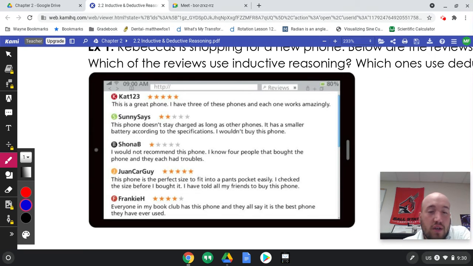Number 3 here, Shauna B. I would not recommend this phone. I know 4 people that bought it and each had troubles. Okay, that's definitely based on previous experience. Not her experience, but someone else's.